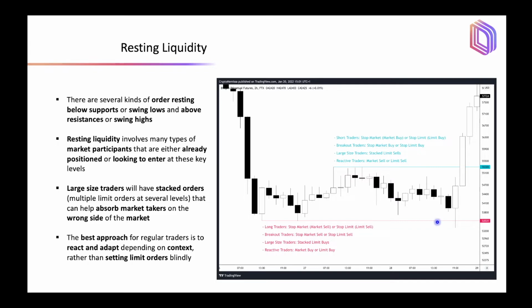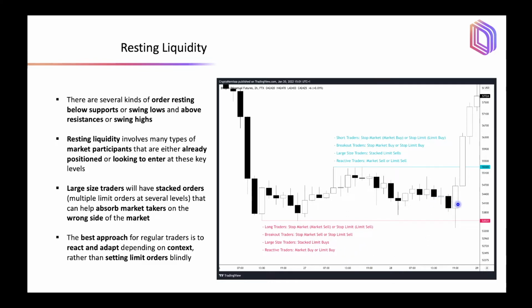The second source of liquidity is breakout traders, and breakout traders are guys that think the market is going to go further down after we go below support. So these guys are going to short here, and they're also going to be sell side liquidity. On the other side of these guys, we're going to find large size traders, for example. These guys typically will have stacked limit buys at different levels.